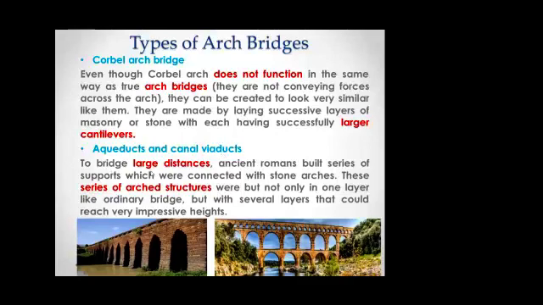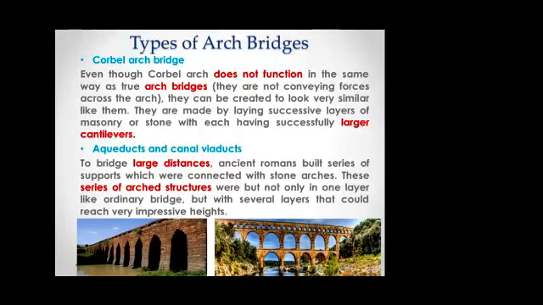To bridge the large distance, the ancient Romans built a series of supports which were connected to stone arches. These are a series of arch structures, but not only one layer like an ordinary bridge, but with several layers that could reach very impressive heights. So with aqueducts and all, a large height will be achieved over here.